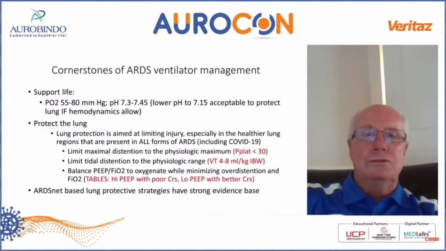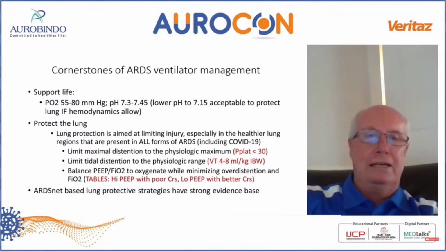So the cornerstones of managing ARDS on a ventilator are fairly straightforward. We want to support life. PO2 targets of 55 to 80 millimeters of mercury, pHs in the 7.3 to 7.45 range, although I must emphasize that we can allow permissive hypercapnia to protect the lung as long as hemodynamics of the patient will allow us to do that. We also need to protect the lung.